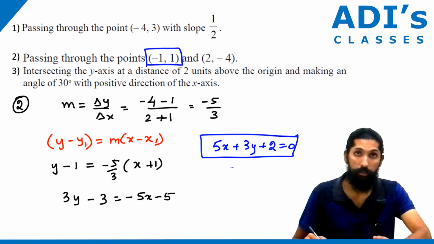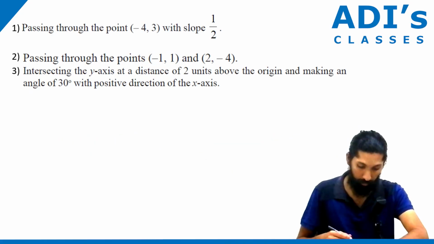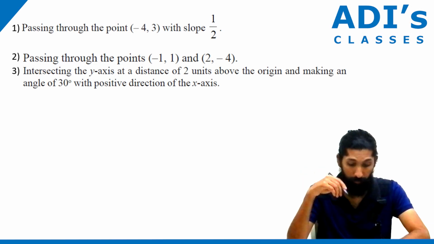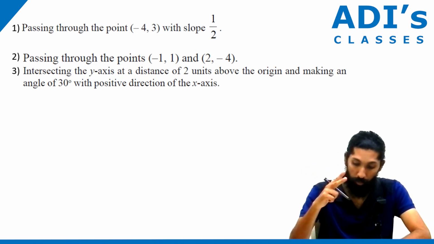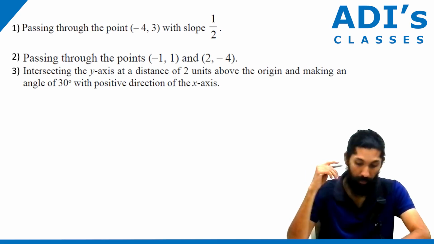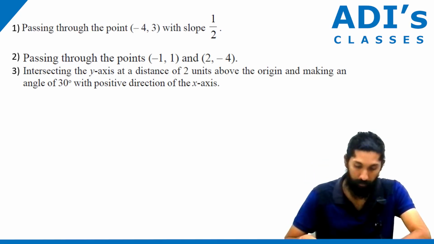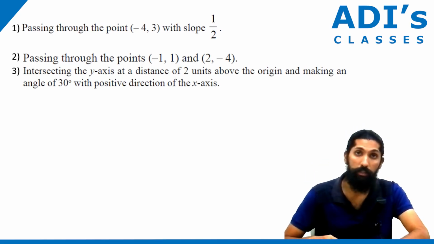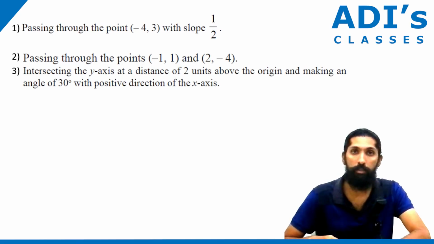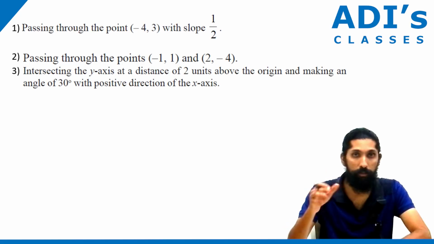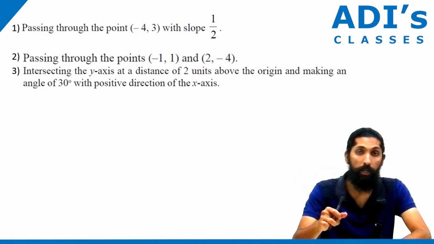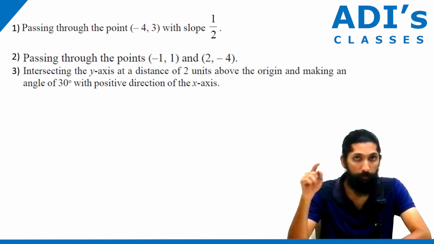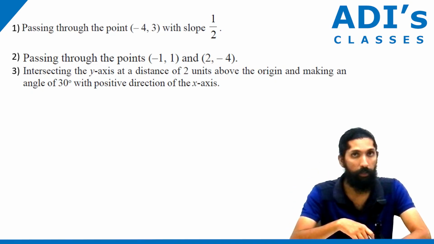Okay, let's do the third one now. Third question: you have to find the equation of a line intersecting the y-axis at a distance of 2 units above the origin, making an angle of 30° with the positive direction of the x-axis. Now, this is the intercept form. Remember, y is equal to mx plus c. That intercept form in the sense not x by a plus y by b. That's not what I meant. I'm sorry. We are looking at the slope intercept form. That particular form is what we are looking at.